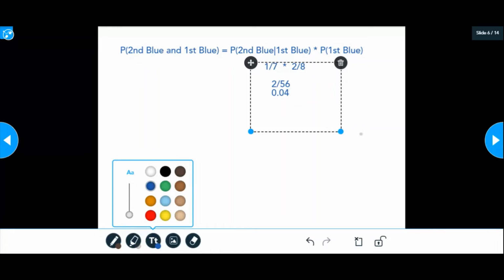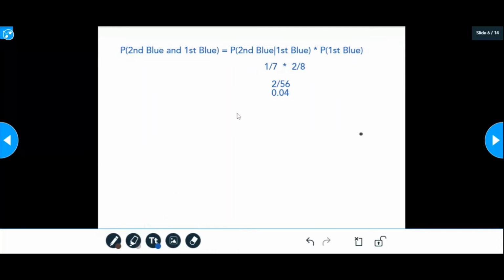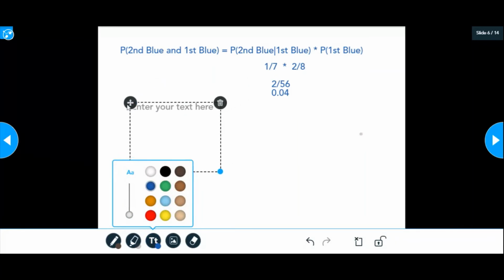Now, one thing I wanted to show you quickly is why this formula is really helpful. If I wanted to actually calculate this probability of both of them being blue, I would have to list out everything in my sample space in order to figure out how many total outcomes there are, and then how many of them are blue and blue. So my sample space, I'm going to show you quickly, would look like this. Let's start it for you.